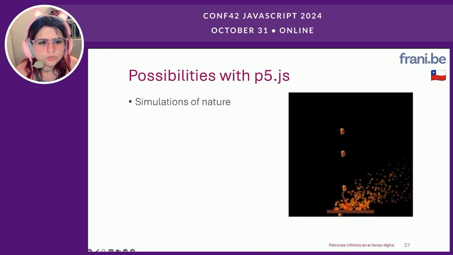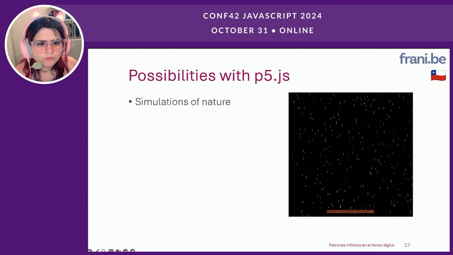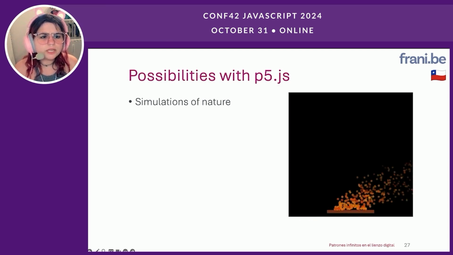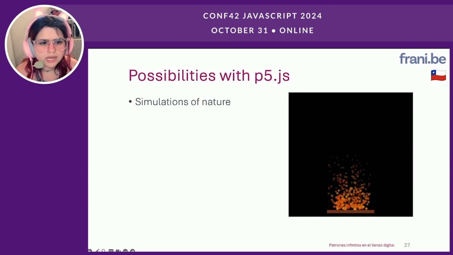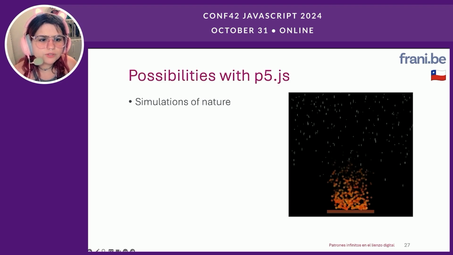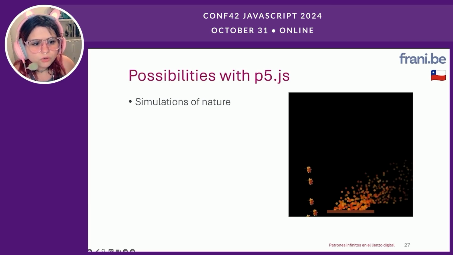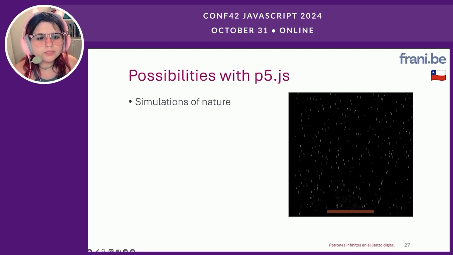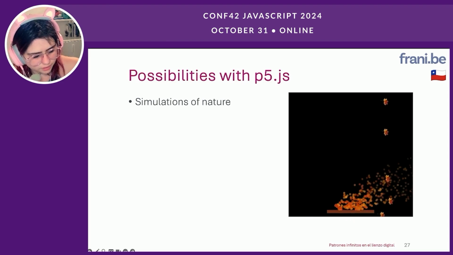P5.js can also be used to simulate natural phenomena, from the movement of particles to the behavior of a flock of birds. You can model real-world systems using code. By applying rules that mimic natural processes, you can create simulations that behave in life-like ways. For example, you can simulate the growth of plants, the flow of water, or even the way animals move in groups. These simulations are not only visually interesting, but can provide insight into the underlying mechanics of nature, all while pushing the boundaries of what art can represent.